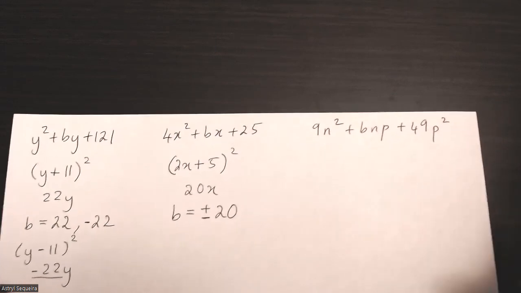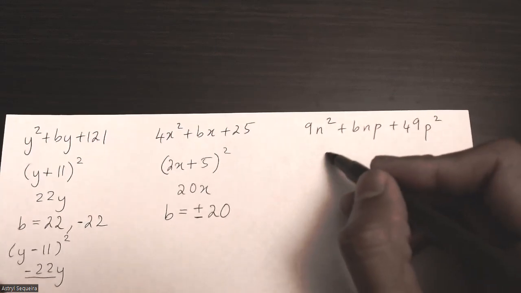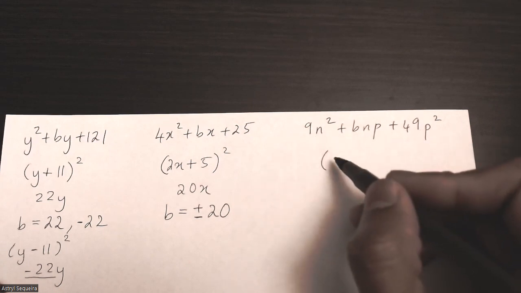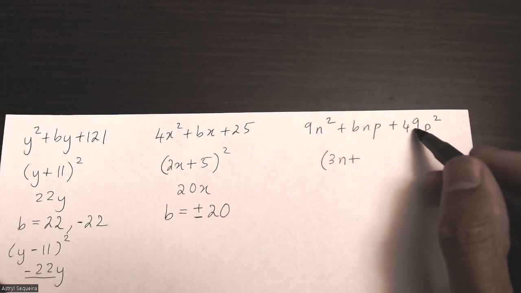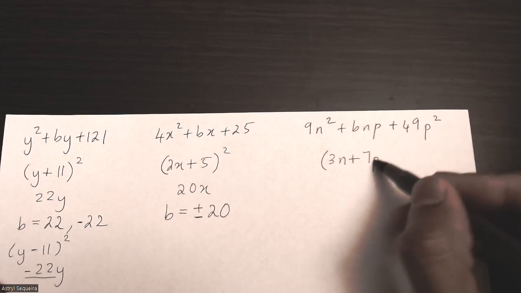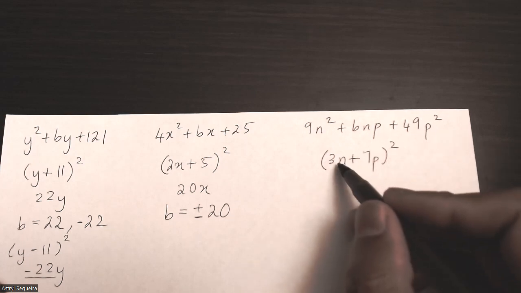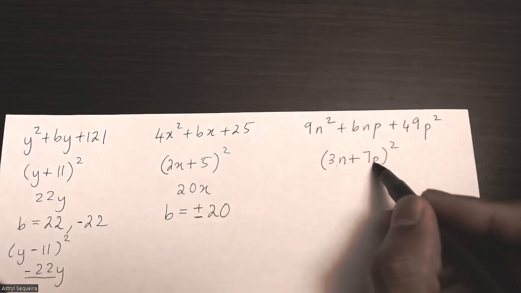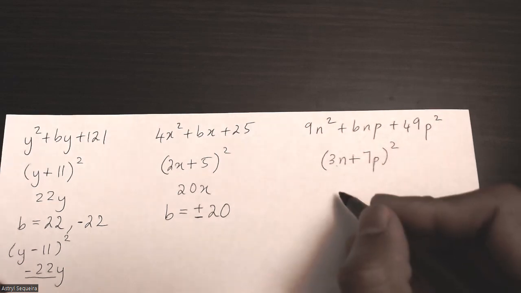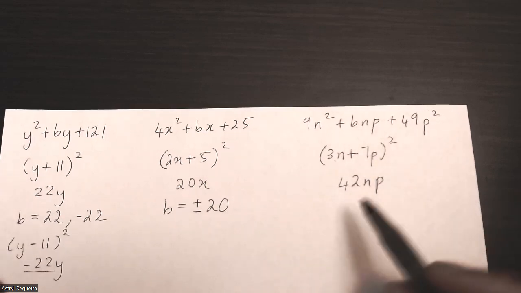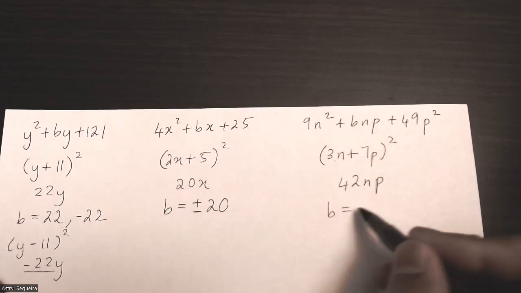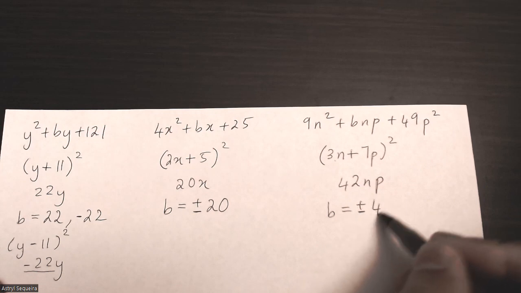Pretty simple there. And then if we go to part C, it's the exact same thing, should be pretty easy. Square root of the first term is 3n. Square root of the last term is 7p. And then if I multiply this times this, it's 21np times 2, that's 42np, which means that my b is either plus or minus 42.